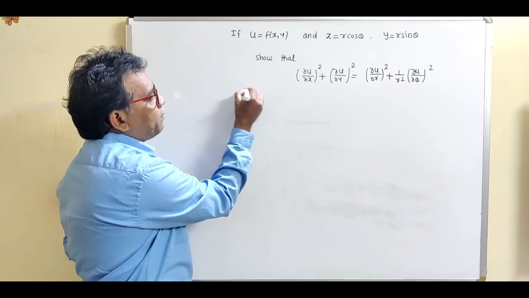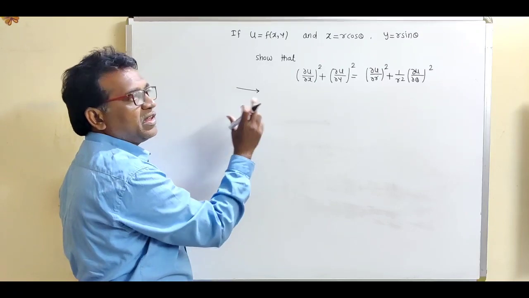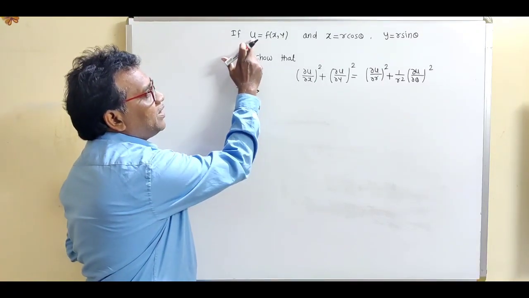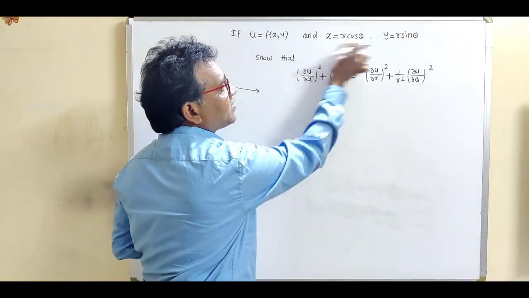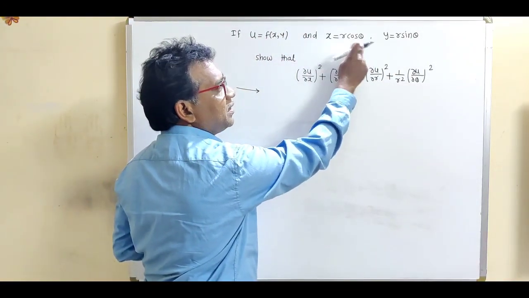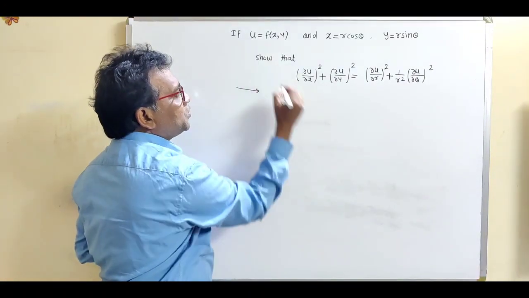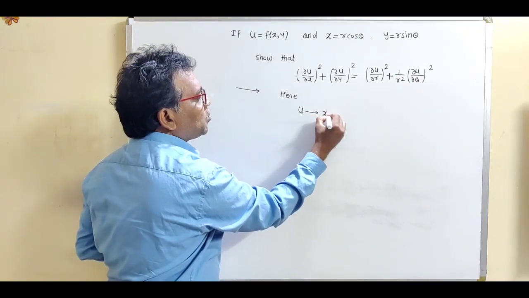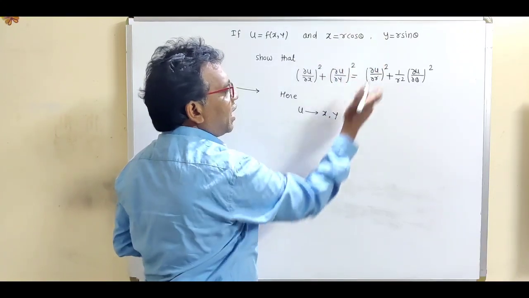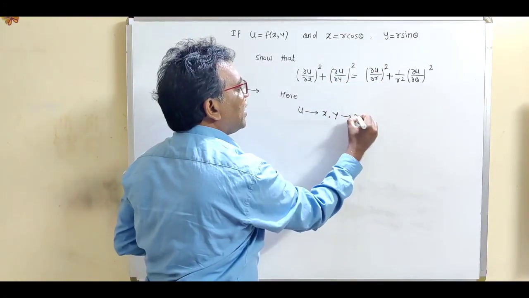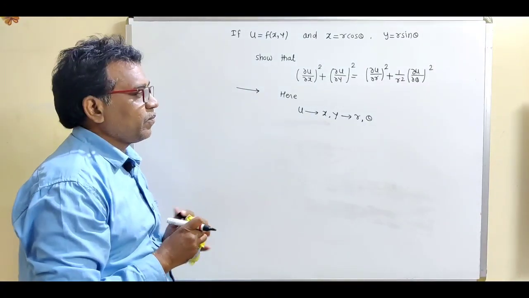Now see what is the given example. If you observe this as a chain, what is the given chain? We are given u as a function of x, y, where x and y are in terms of r and theta. So what is the given chain? We can write here u is a function of x and y, where x and y are in terms of r and theta. So x and y are functions of r and theta. So this is the given chain.